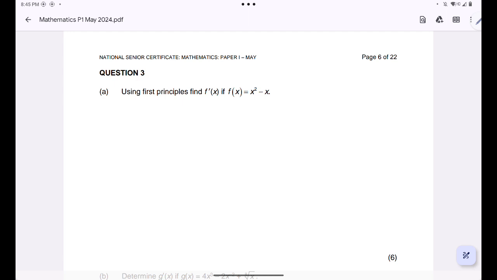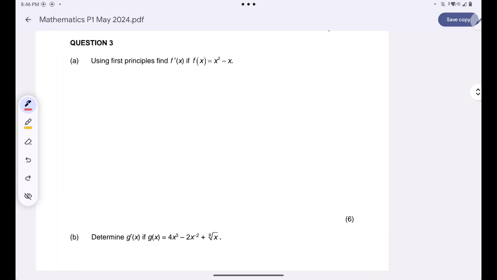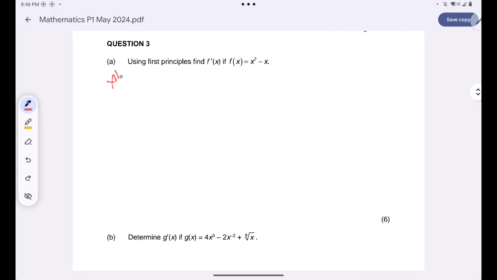Okay, question 3. I'm told that using first principle, find the derivative of f of x. The formula for using first principle simply says f prime of x is equal to the limit as h approaches 0 of f of x plus h minus f of x all over h.